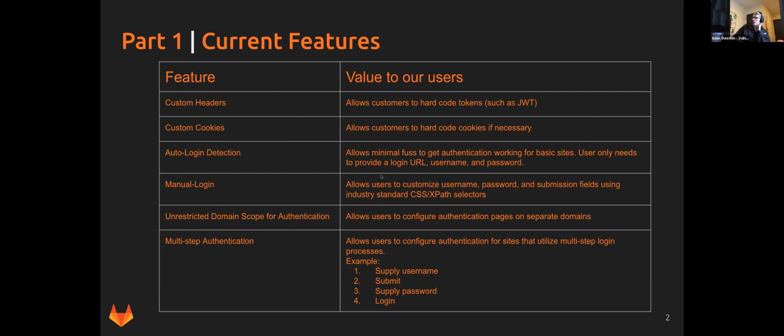So, multi-step authentication. This is also in DAST, but it's also now part of Browserker, where we can have multiple steps: supply username, click submit, supply password, hit login, and then it goes off and does its capturing of cookies and information and then passes it off to Zap. The other stuff is pretty standard: custom headers, custom cookies.